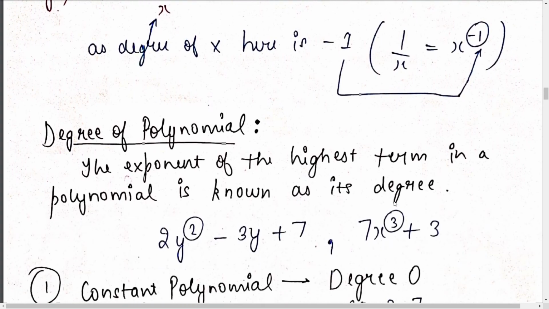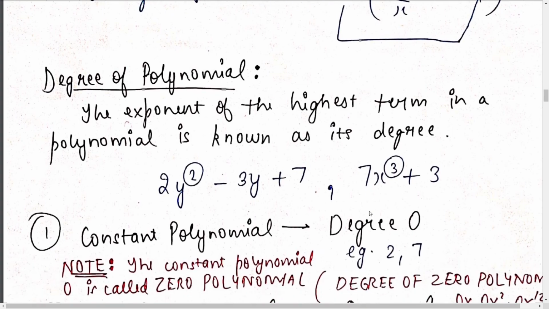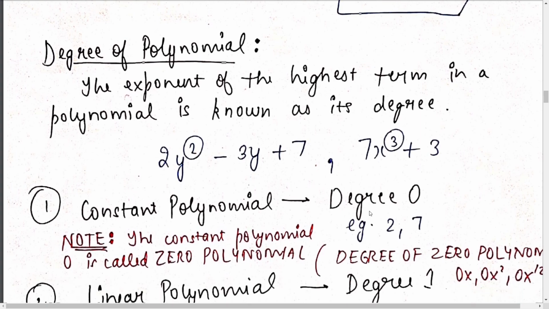So now comes the degree of a polynomial. What do I mean by degree of a polynomial? The exponent of the highest term in the polynomial is known as its degree. In this case, y square is the highest term, so 2 is the degree of this polynomial. What is it in this case? 3 is the degree. Yes, you have guessed it right, because 3 is the highest term. So based on the degree, we classify the polynomials in this way.